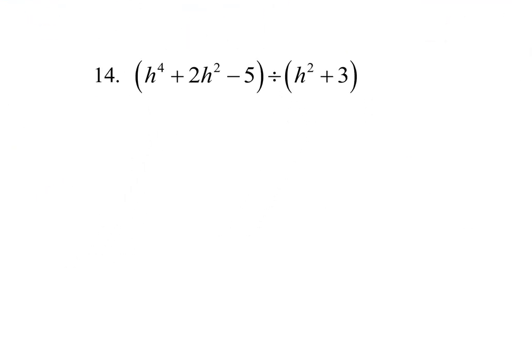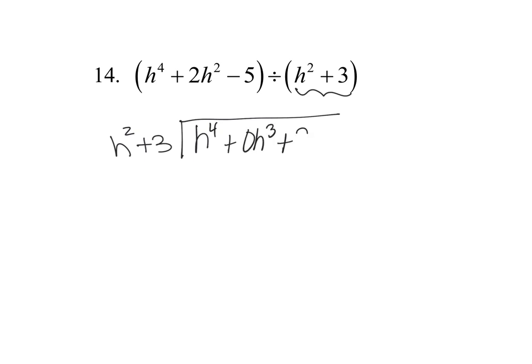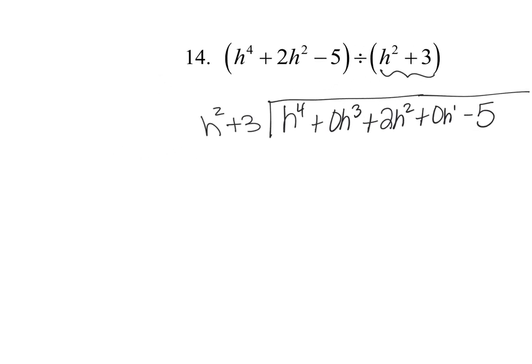Number 14. Well, it is not a monomial, it's a binomial. So we're going to have to do long division. h squared plus 3. And the dividend, that is correct, but I'm missing an h to the third. I have an h squared. I'm missing the linear term, but I do have the constant.